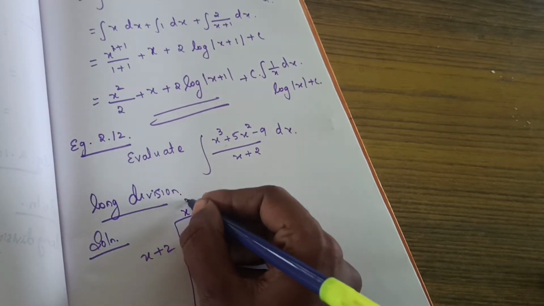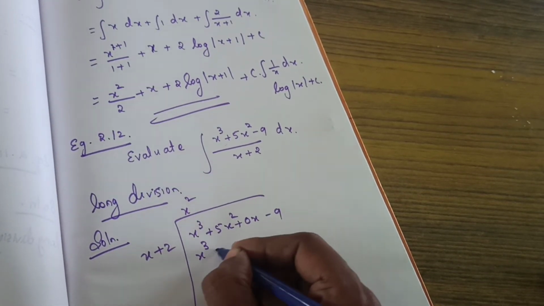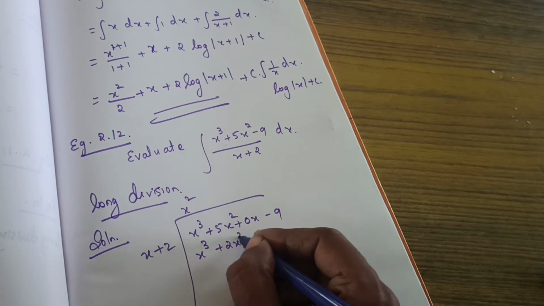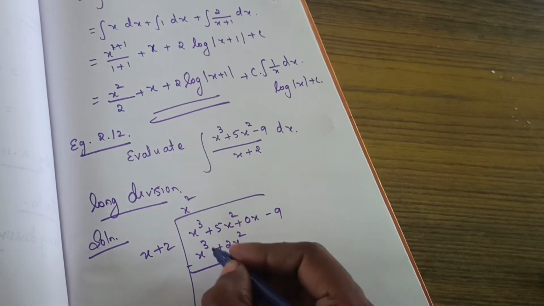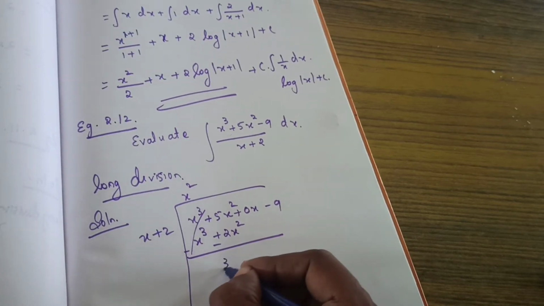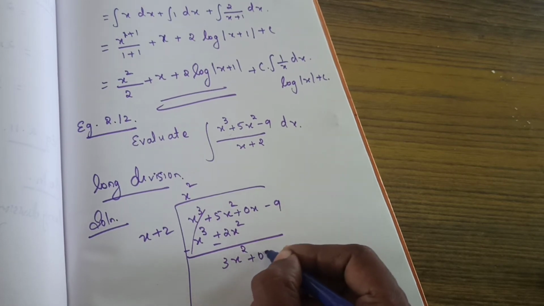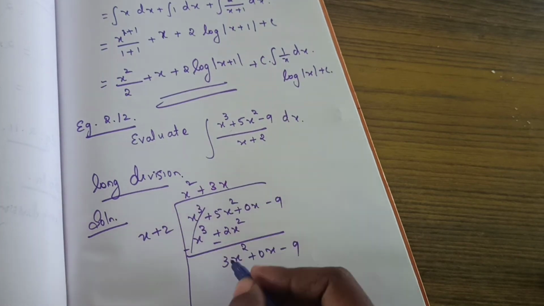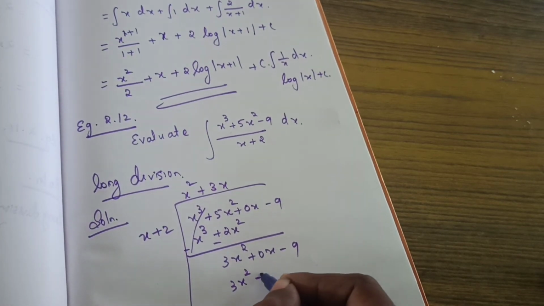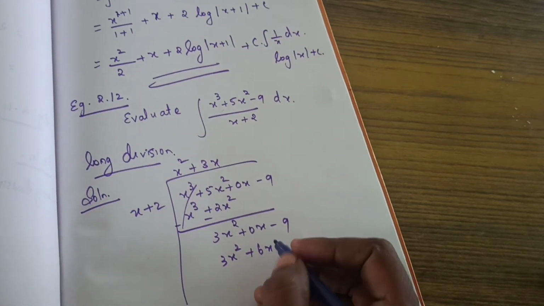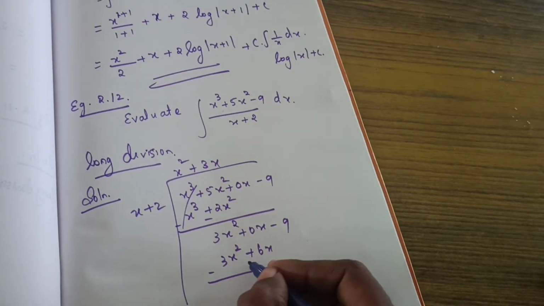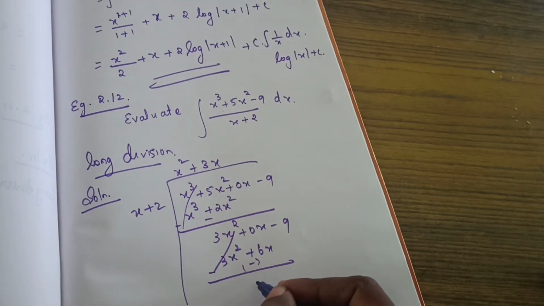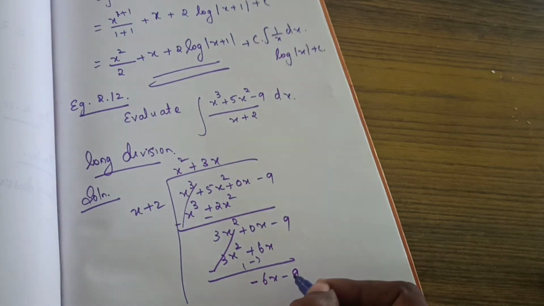Which number will you give? x square. x cube plus 2x square. Change the symbol, it will get cancelled. You will get 3x square plus 0x minus 9. Then how much will you give? Plus 3x. So 3x square plus 6x. Then change the symbol, minus minus, so this will get cancelled. You will get minus 6x minus 9.